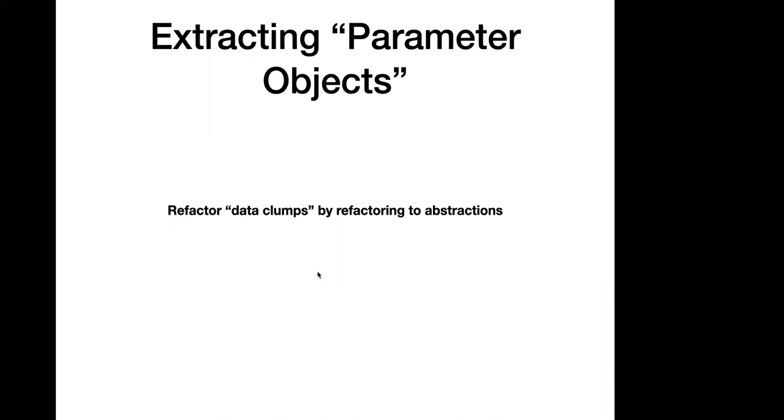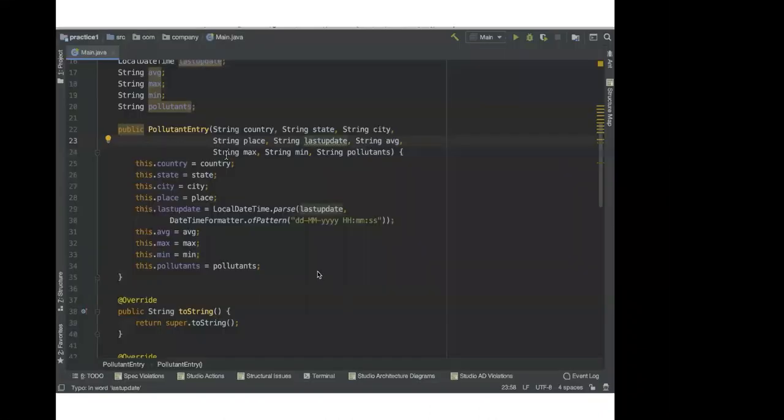So there are data clumps in code. For example, this is a constructor which has 1, 2, 3, 4, 5, 6, 7, 8, 9 parameters, right? And so this is a smell known as a data clump smell or large constructor parameter list smell, right? And there are 3 refactorings possible for the scenario.